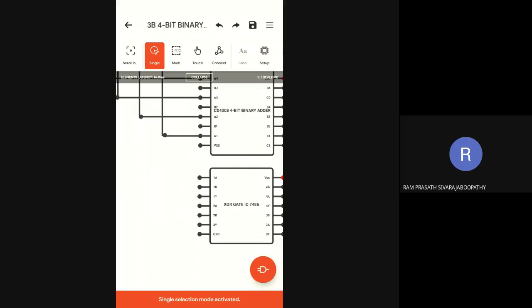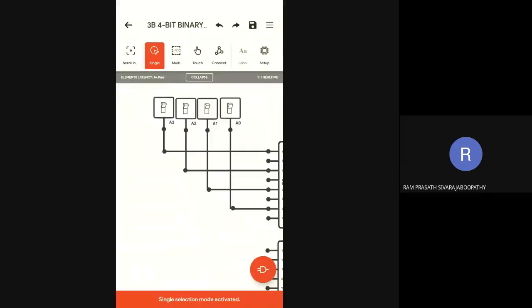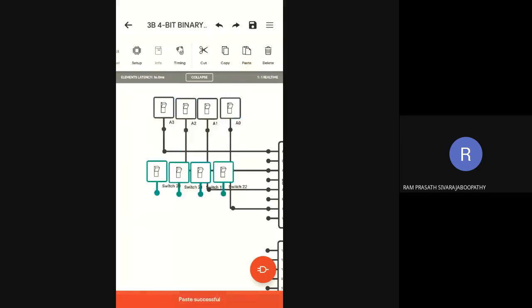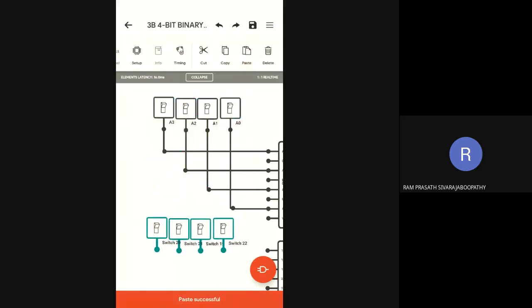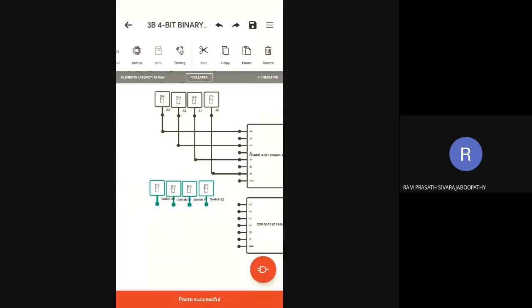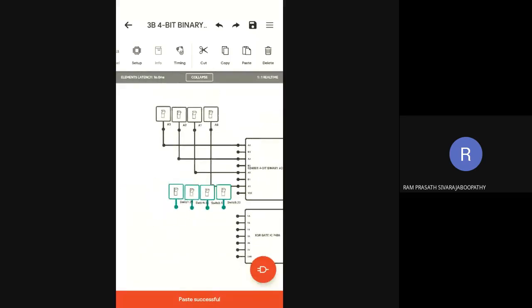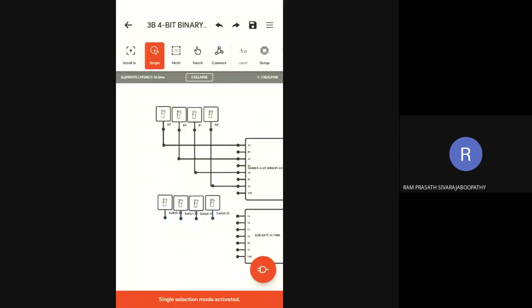Say for example, what I am going to do is I am going to use 4 more switches. I'm going to copy the switch and paste it. I'm going to paste it here. So the upper one is data A, the lower one is data B. Similarly, I'm going to copy the nodes. Copy, paste.